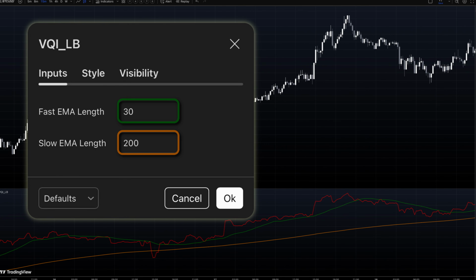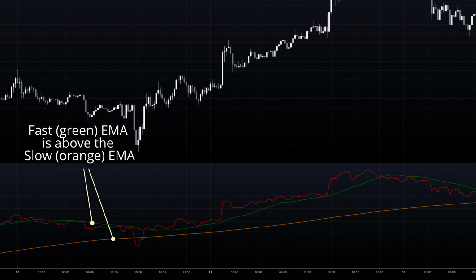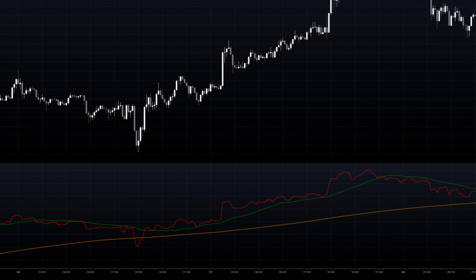For this strategy, set the fast EMA, green, to 30. Look for long positions when the fast EMA is above the slow EMA and the cumulative VQI, red, crosses above the fast EMA, pulls back, and gets rejected. Enter the trade on a candle close after the rejection.